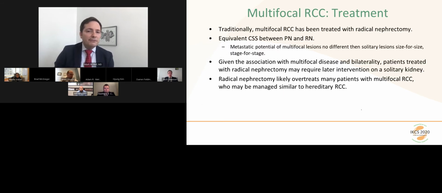The treatment of multifocal has traditionally been with radical nephrectomy, despite the fact that there is equivalent oncologic outcomes between partial and radical in this population. And size for size and stage for stage, there's really no difference. But given that association between multifocal and bilateral disease, many patients who are treated upfront with radical nephrectomy may later need an intervention in a solitary kidney. And as we heard from Dr. Campbell this morning, that can be a difficult situation to be in.